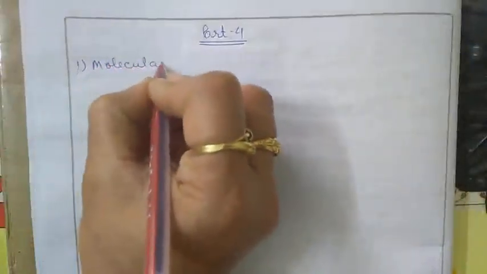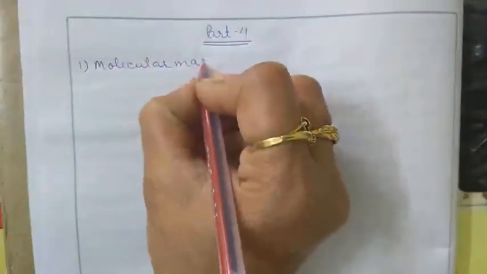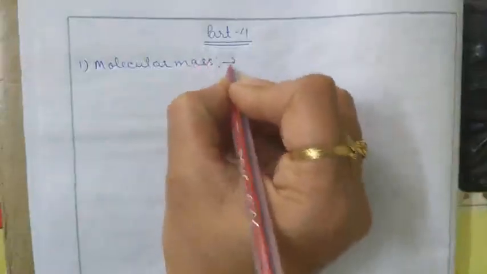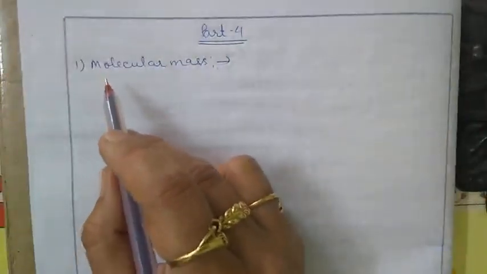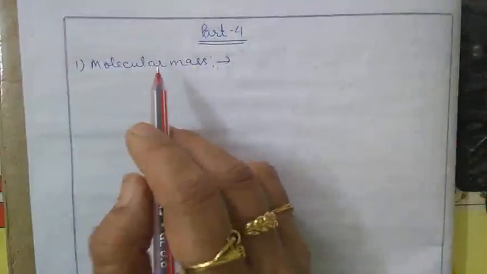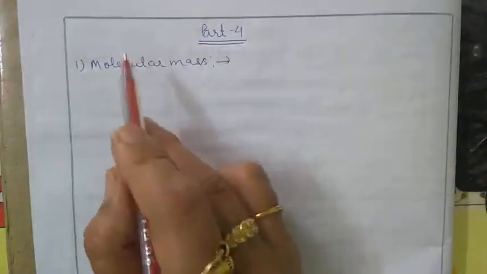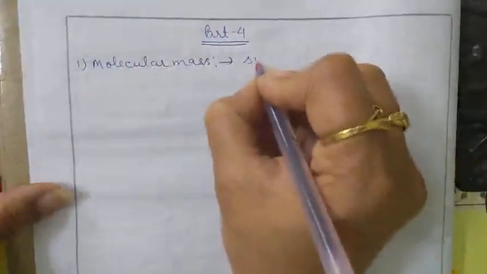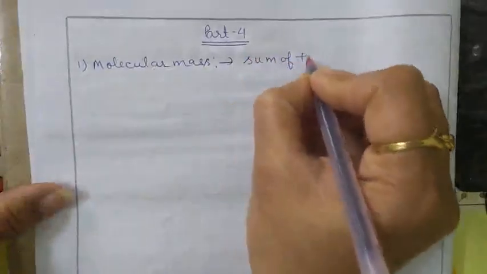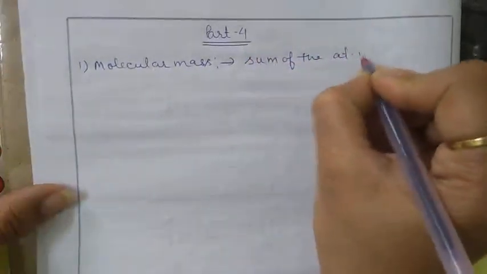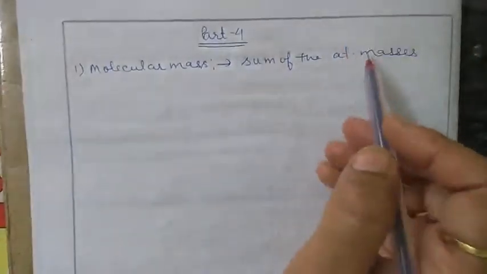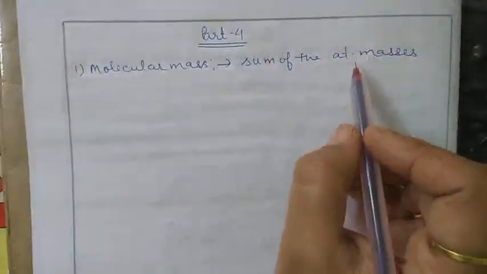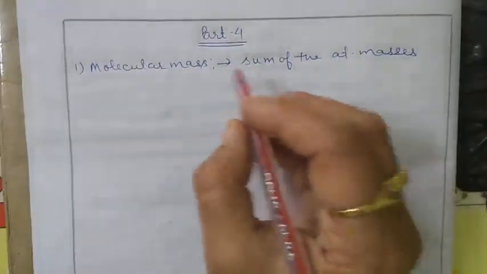Now, the next part, that is part 4 of the lesson, some basic concepts of chemistry, is molecular mass. Okay, you all are aware of the molecular mass. So, when we have to find out the molecular mass, we add the atomic masses. So, molecular mass is the sum of the atomic masses of the elements present in the molecule. Clear? So how do we find out the molecular mass?